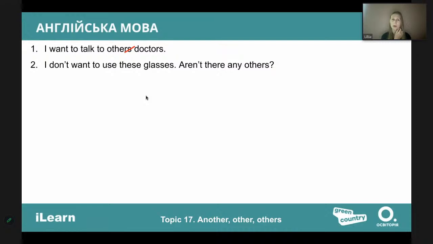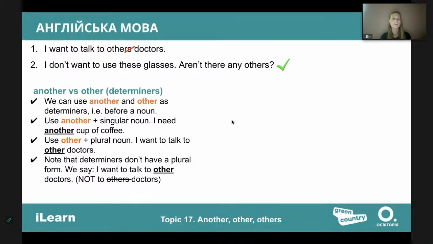What about number 2? I don't want to use these glasses. Aren't there any others? Glasses. So other or others. Guys, it is correct, because glasses is a plural word, and that's why we say others. So, another and other are used to mark something like in Ukrainian інше or інший, but there is a slight difference.